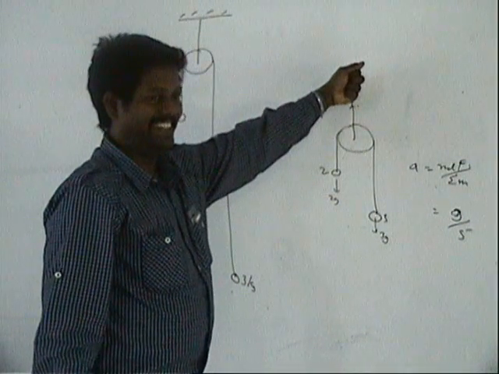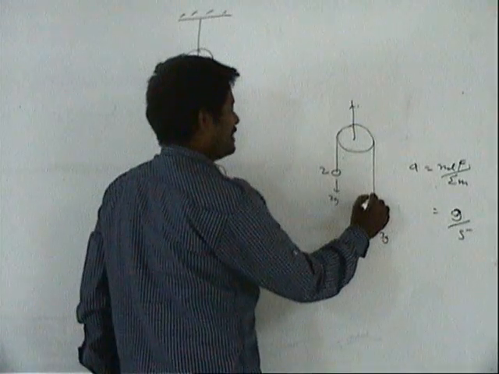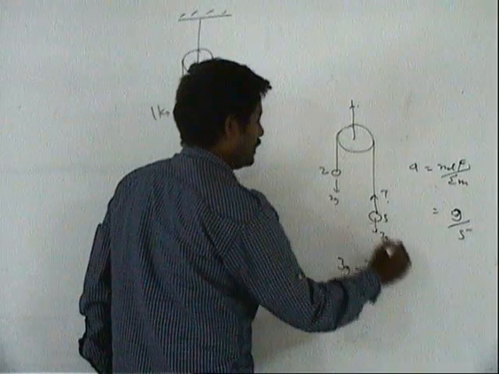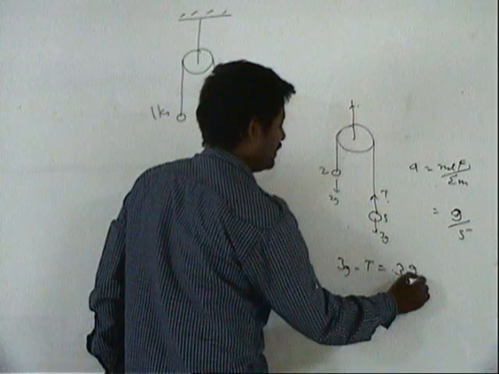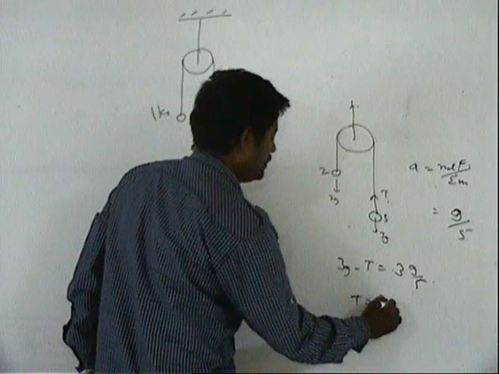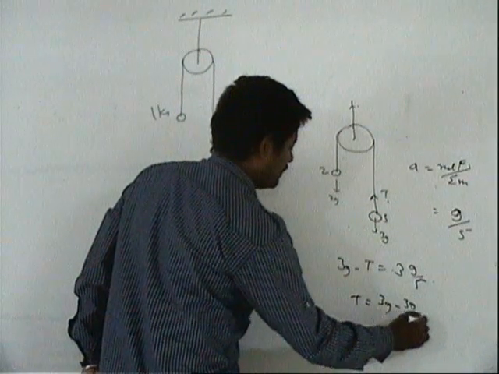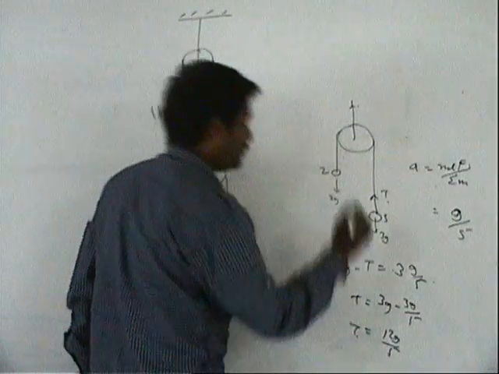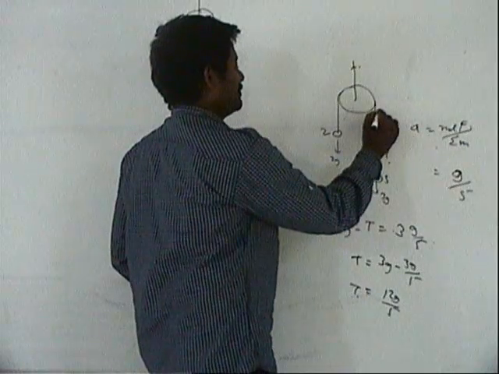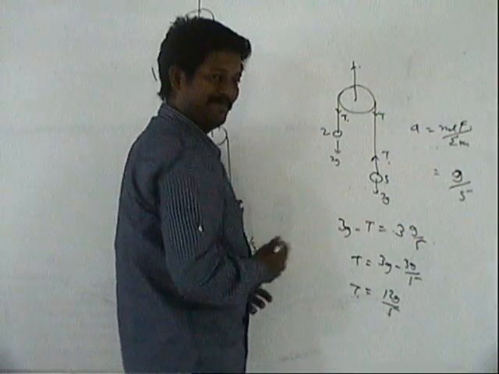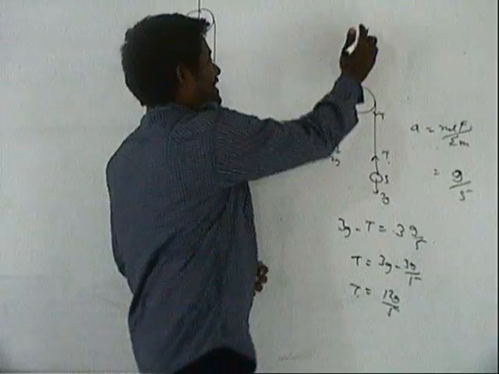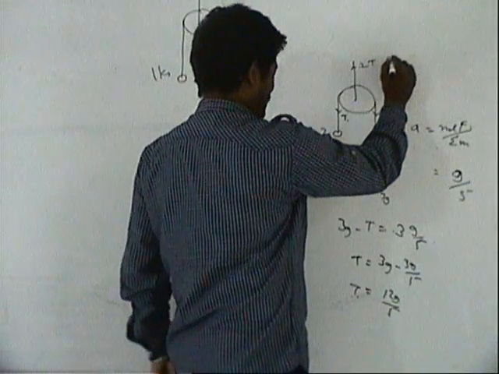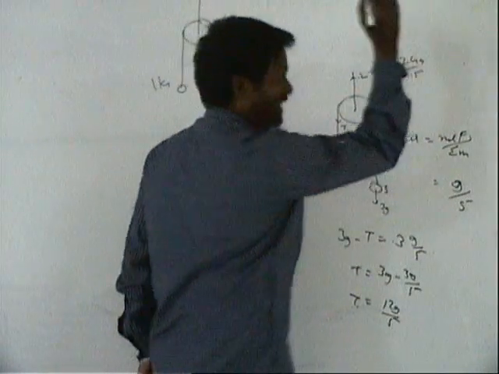Holding it in your hand, it is at rest. Now, I will take one of the bodies. This is coming down: 3g minus T equal to m a, which is g by 5. So T is 3g minus 3g by 5, that is 15 minus 3, 12g by 5. Now, I got the tension here, T, and here also T. The wonderful point here is, when you are holding, the tension here should be 2T. That 2T is nothing but 24g by 5.